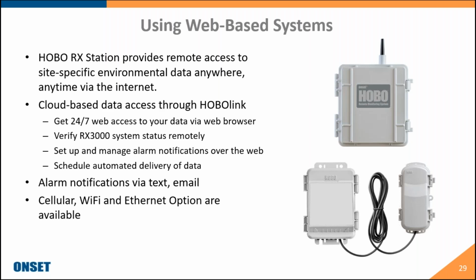Again, these do send out alarm notifications via text or email. So if you do set up high and low thresholds for your temperatures, if there's ever an excursion, you will get that notification instantaneously. And by instantaneously, it usually takes a couple of minutes, because once that alarm's been triggered, the sensor makes a call back to the station, and then in turn, HOBOlink will send out that text or email. With our stations, they can be configured to connect to the cloud either through a cellular connection, Wi-Fi, or Ethernet connection.